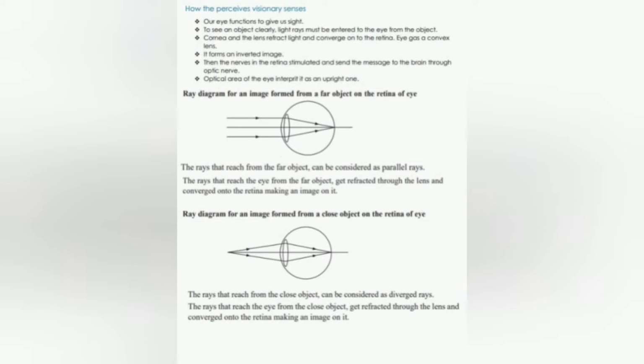The second diagram is the ray diagram for an image formed from a close object on the retina of the eye. The rays that reach from the close object can be considered as diverged rays. The rays that reach the eye from the close object get refracted through the lens and converged onto the retina, making an image on it.